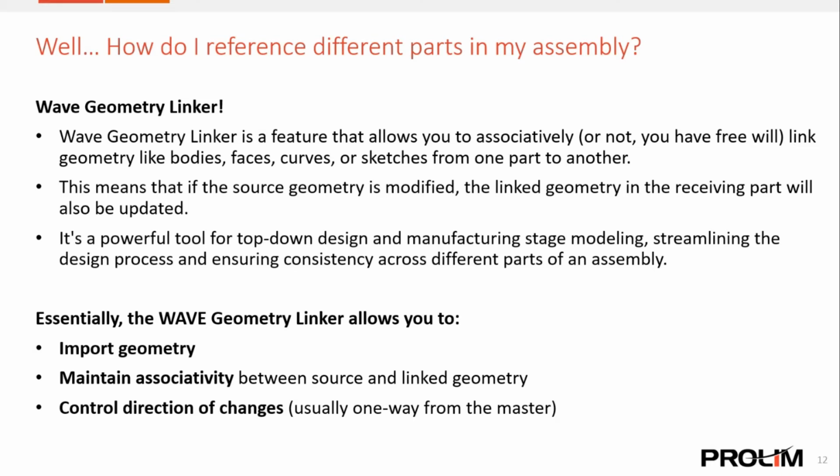So essentially, the wave geometry linker allows you to import your geometry, maintain associativity between the source and linked geometry, and control the direction of changes, which is usually one way from the master. So it's either going straight down, but you can also have it where it kind of branches out sideways, depending on your modeling structure or the model that you're trying to design.